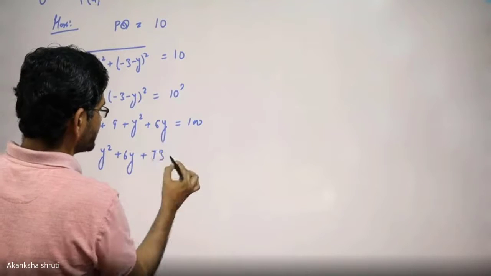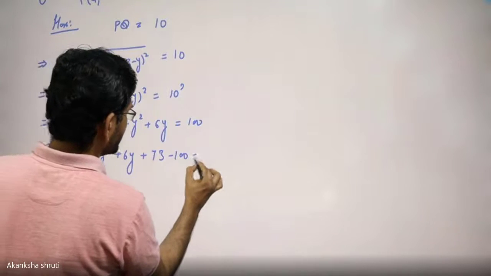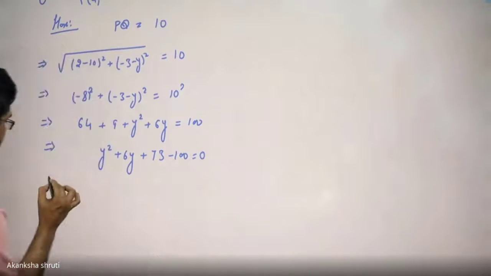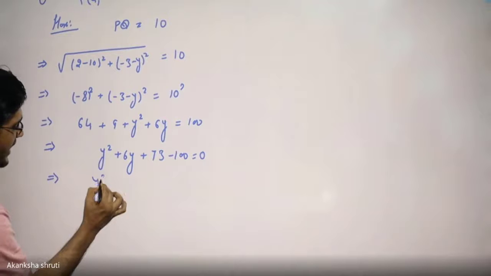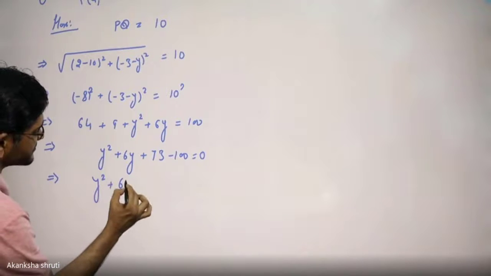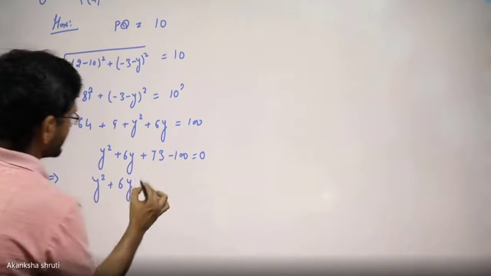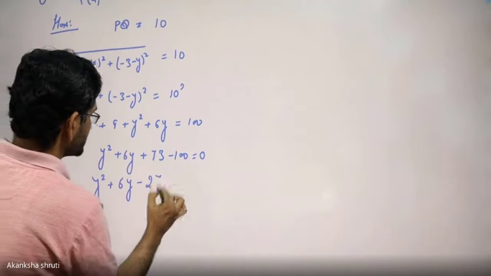Bring this on the left hand side: minus 100 is equal to 0. This implies y square plus 6y minus 27 is equal to 0.